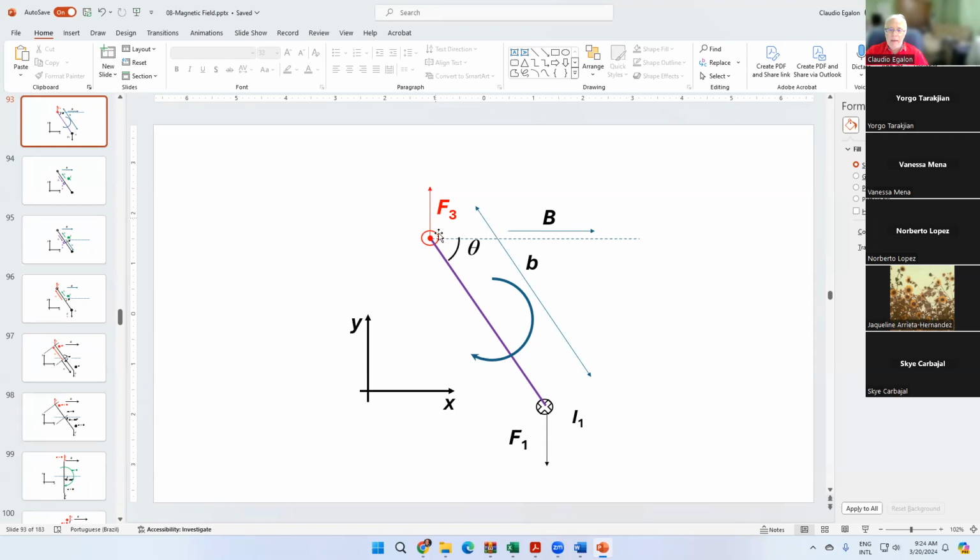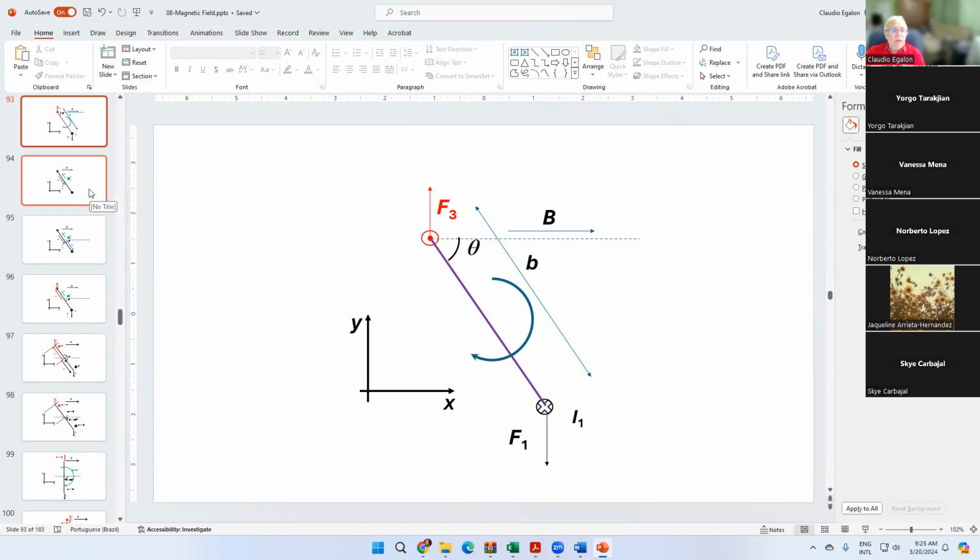If this one is theta, then the component that's applying the torque is going to be F3 cosine of theta. Do you see that? And you have the same thing here. We're going to write down everything there in the notes, okay?